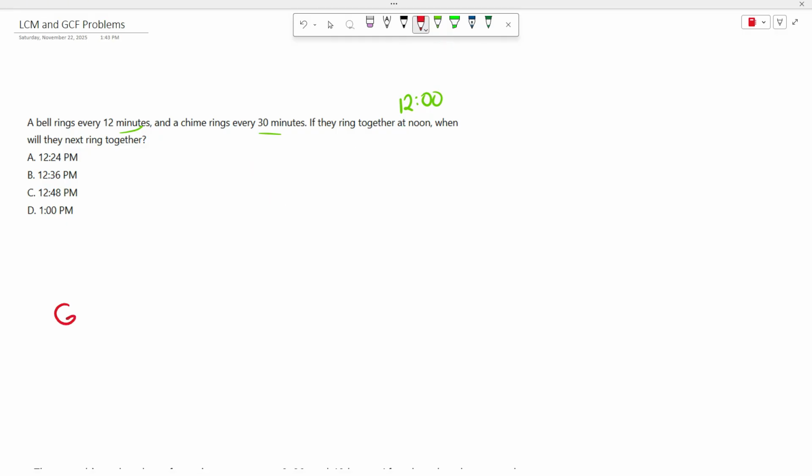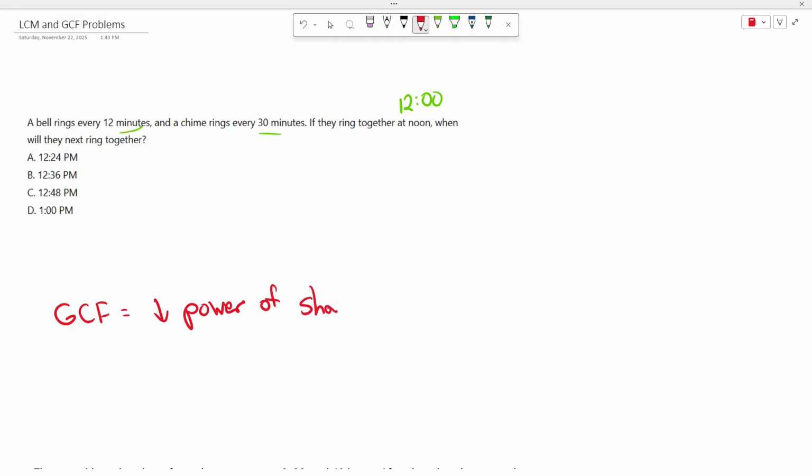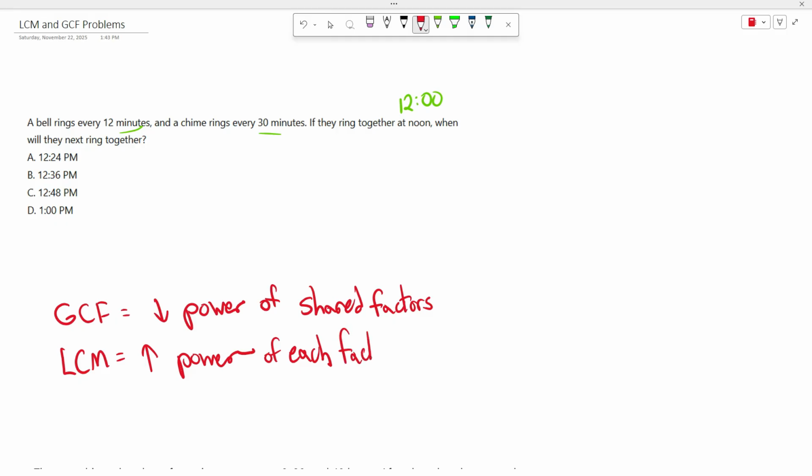Well, we start with the GCF, which is really just the lowest power of shared factors, while the LCM, or the least common multiple, is the greatest power of each factor. And for these first two problems, we'll be looking at LCM. But in order to do LCM or GCF, you just got to do your classic factor tree. You can't get around it. So we can break this down.